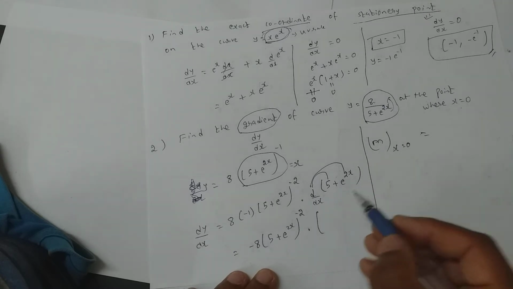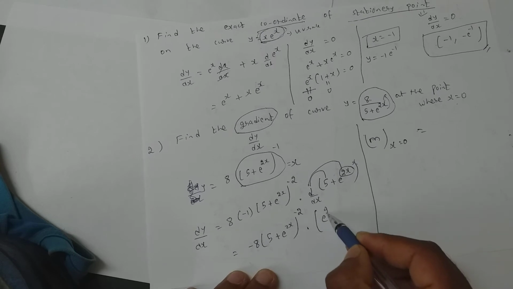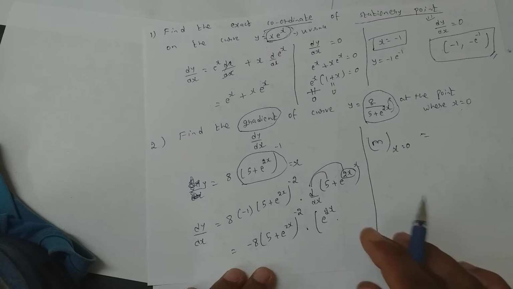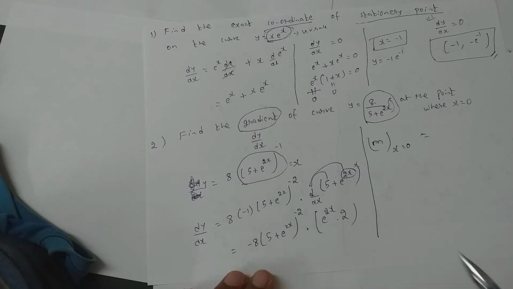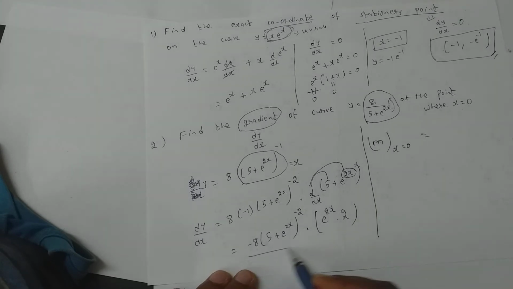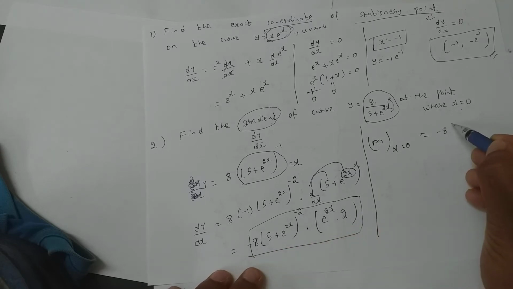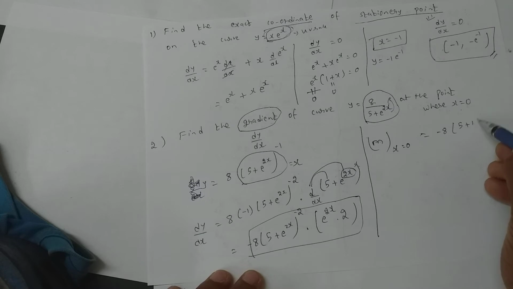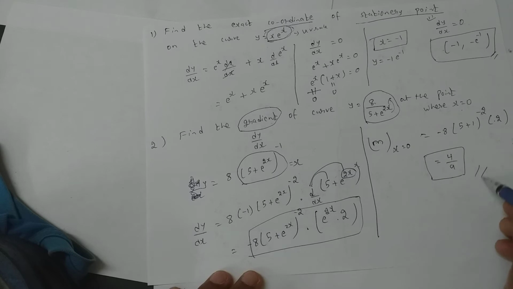E power 2x is how much? Again you will assume it to be x and 2. E power x is e power x into d by dx of, in place of x whatever you have assumed. So it becomes 2. In this entire thing, now in place of x I put 0. So it becomes minus 8 into 5 plus 1 power minus 2 into 2. So how much? This becomes 4 by 9, which is my slope.